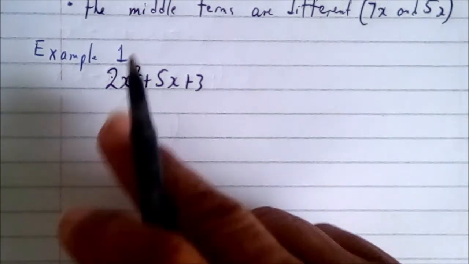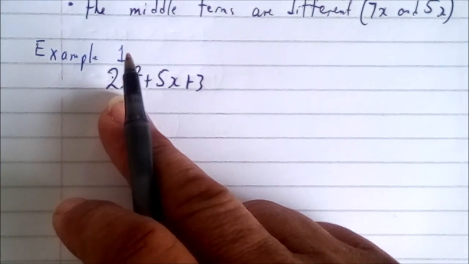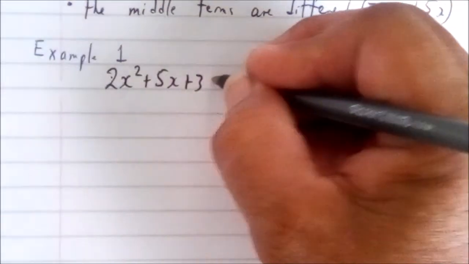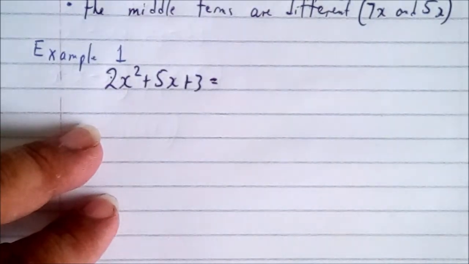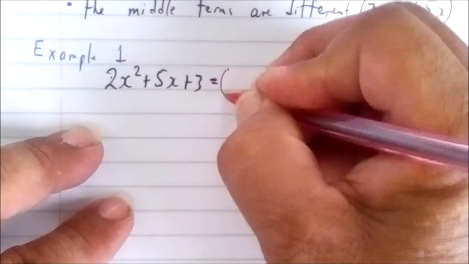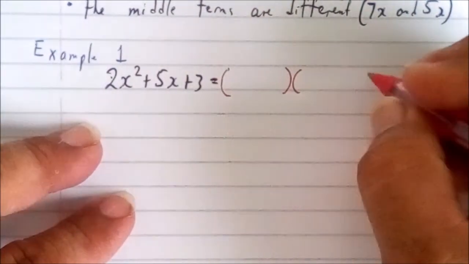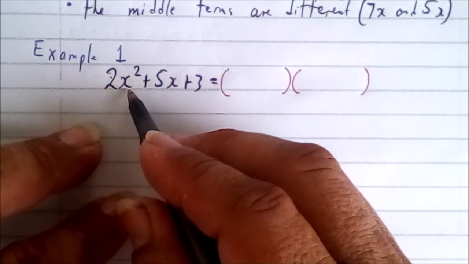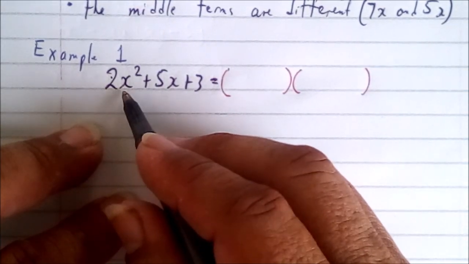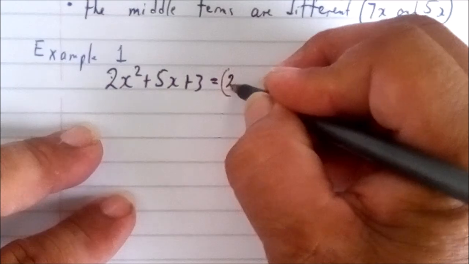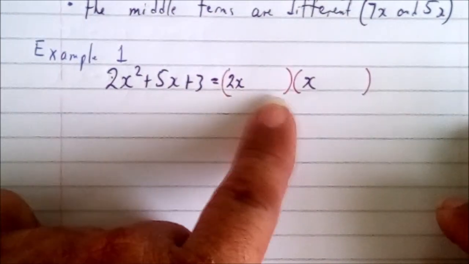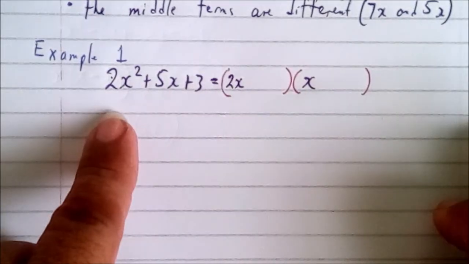Solution now. Since the first term is 2x squared, the first terms of the binomial factors must be 2x and x. We know that for a fact, because remember we said that when we have our brackets here, the only way you can get this first term is if you multiply two values which will give us 2x squared, which will be 2x times x. Those are the only two combinations that can give us 2x squared.